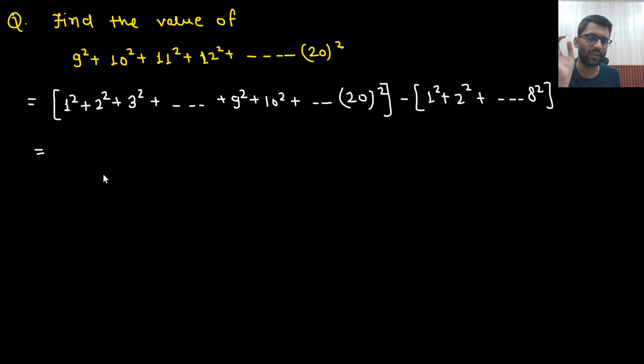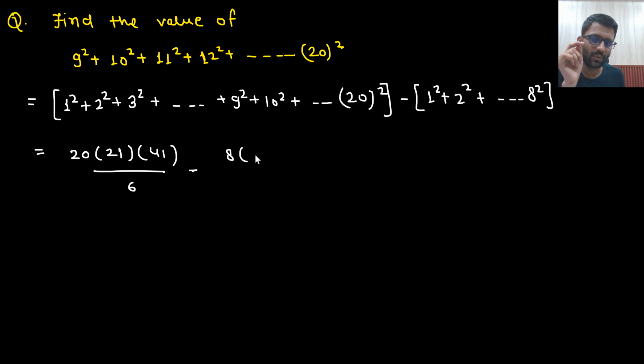So for this I have the formula. What is that formula? n into n plus 1 into 2n plus 1 by 6, minus, for this also I have the formula. n is 8 now. n into n plus 1 into 2n plus 1 by 6. So let's do the calculation and we will get the final answer. I will do the calculation and write down the final answer.